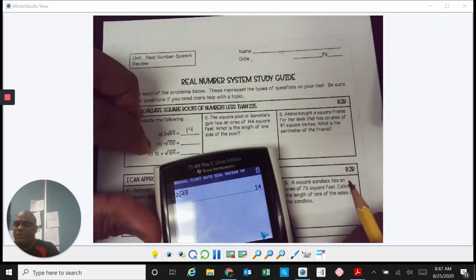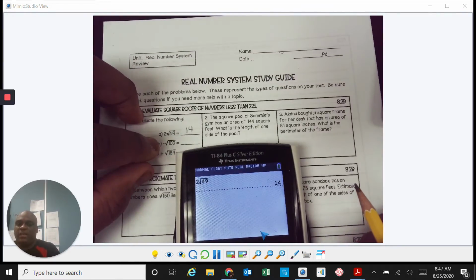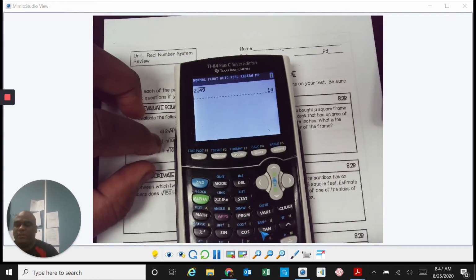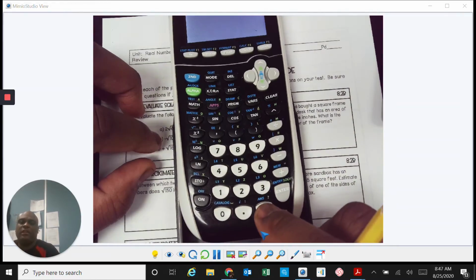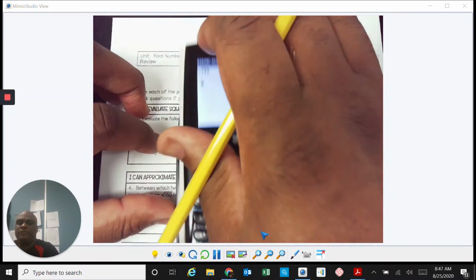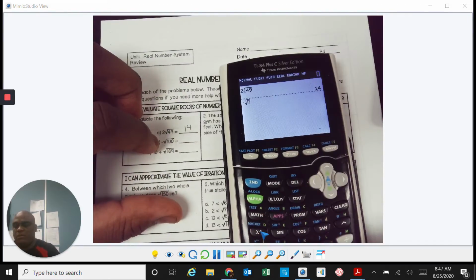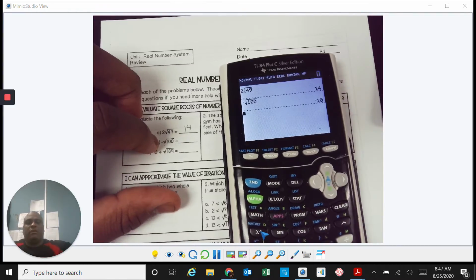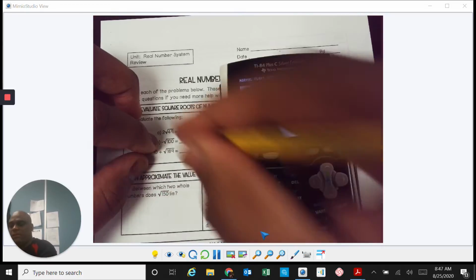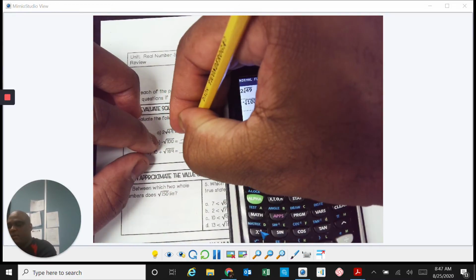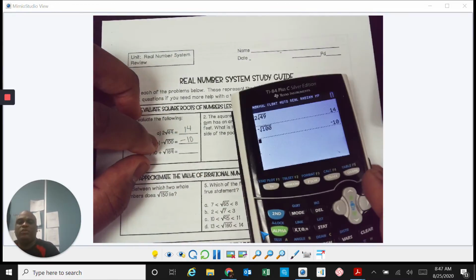Same thing here. Notice this negative sign is on the outside. Remember, on this calculator, this is your negative key. So I'm going to hit negative, and I'm going to do the square root of 100. And that gives you negative 10. Use this basic principle. Use your calculator to evaluate all of these.